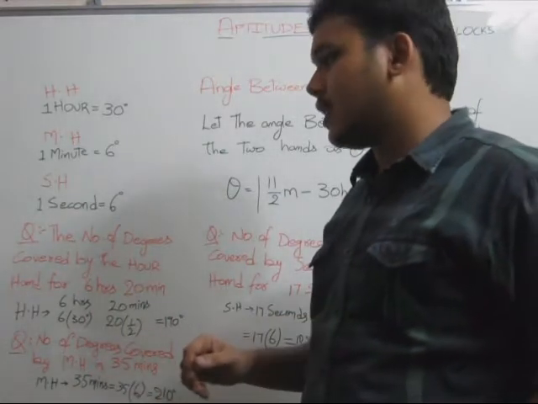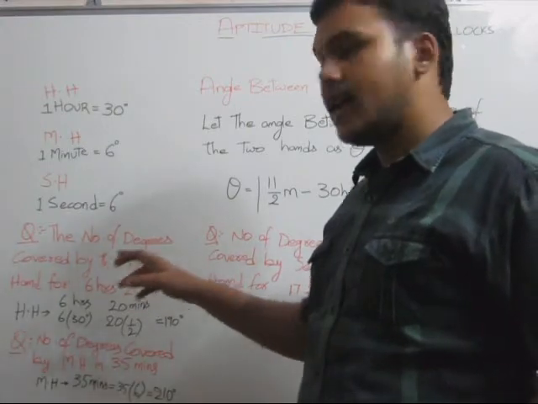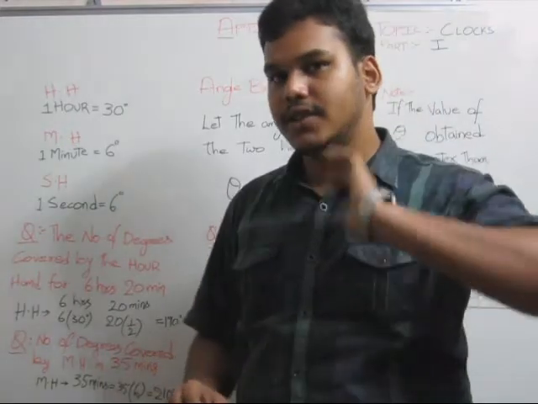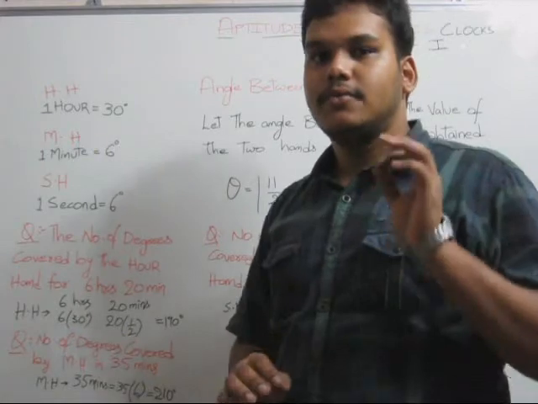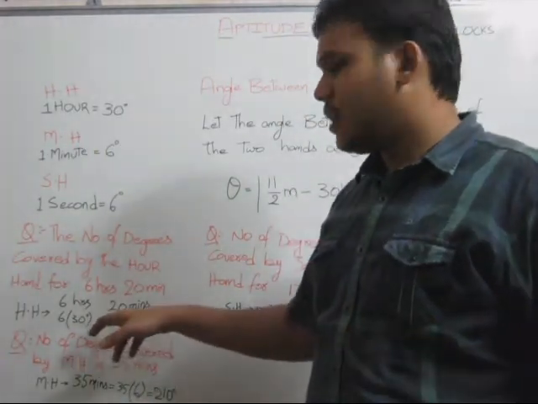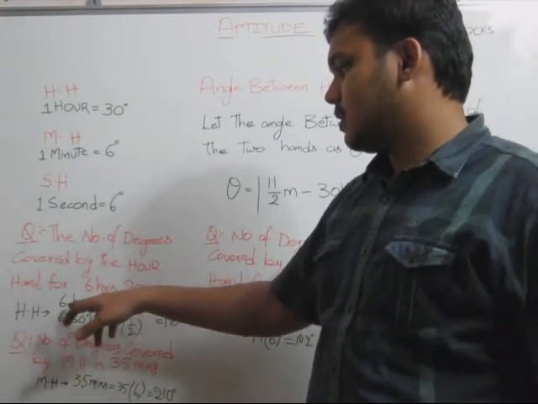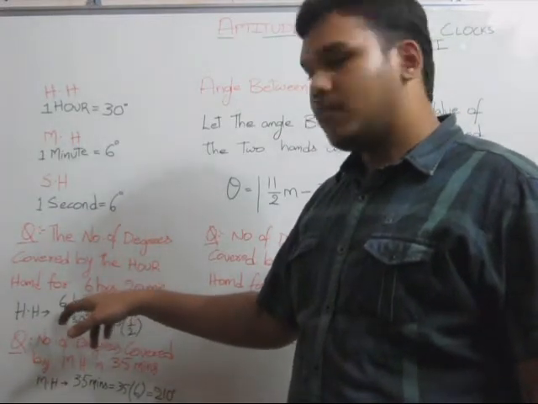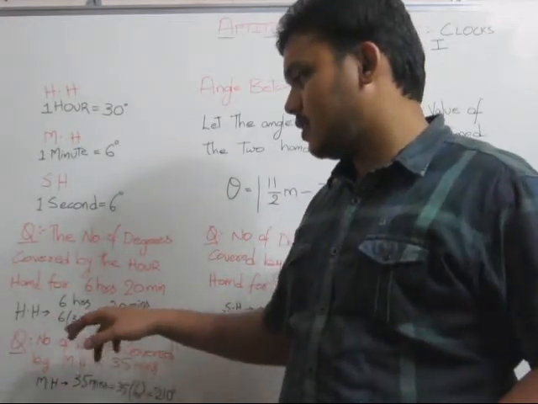The question is: the number of degrees covered by the hour hand for 6 hours and 20 minutes. I repeat the question. The number of degrees covered by the hour hand for 6 hours and 20 minutes. We have to solve the problem in this way. As we know, the number of degrees covered by the hour hand for 1 hour is 30 degrees.